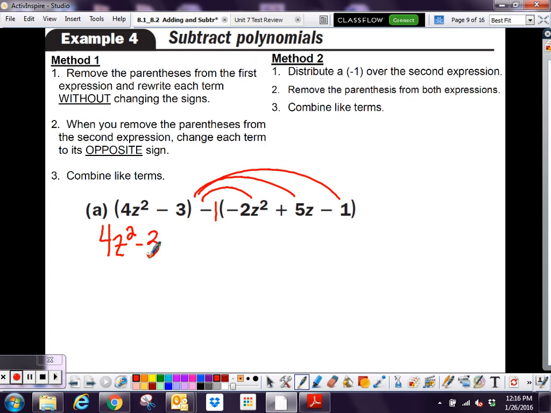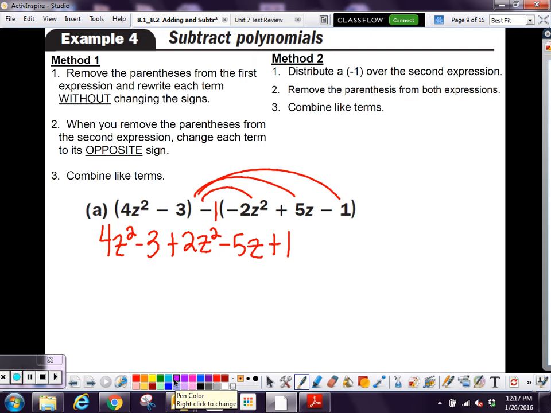Now I'm going to distribute that negative. So I have a negative times negative 2z squared. That's going to get me a positive 2z squared. I have a negative times 5z. That gets me minus 5z. And I have a negative times a negative 1, which gets me positive 1, because we're multiplying.